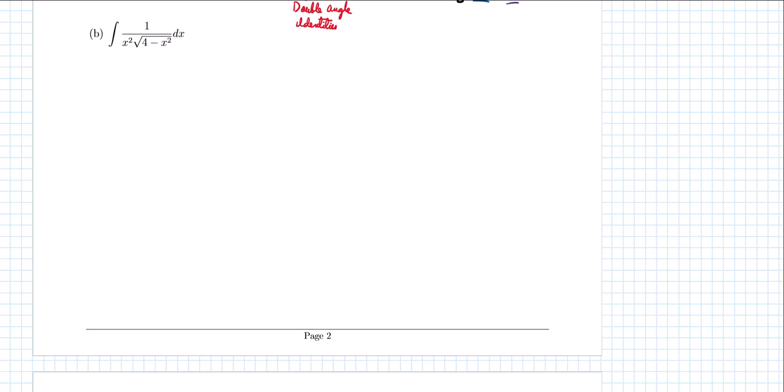So let's take a look at this first example, where we're trying to figure out the integral of 1 over x squared times the square root of 4 minus x squared. Looking at this one, it certainly looks more complicated than the integral that we did in the previous video. However, I assure you that the process itself is not going to be all that different.